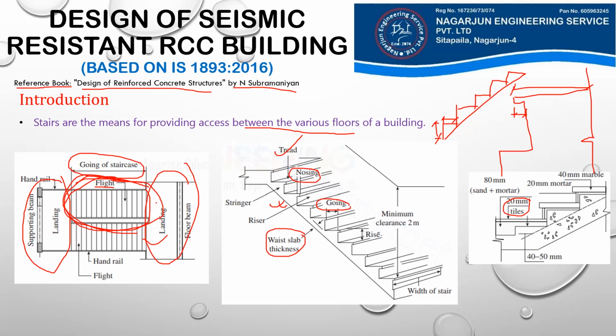For example, we start from here and go up, and then we reach an intermediate landing. The steps between these two landings we call a flight. And waist means the thickness of our staircase slab. So this is generally about the definitions of the parts of a staircase.